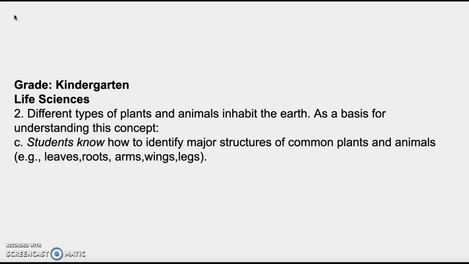I have created a life science lesson for kindergarten. The standard is the following: 2. Different types of plants and animals inhabit the earth. As a basis for understanding this concept, C. Students know how to identify major structures of common plants and animals. Examples are leaves, roots, arms, wings, legs.